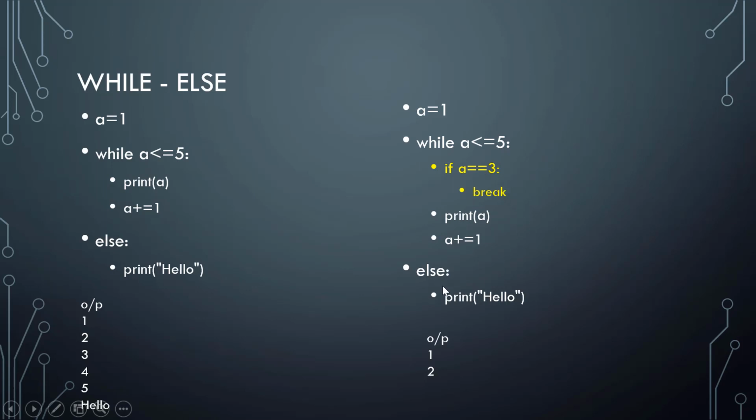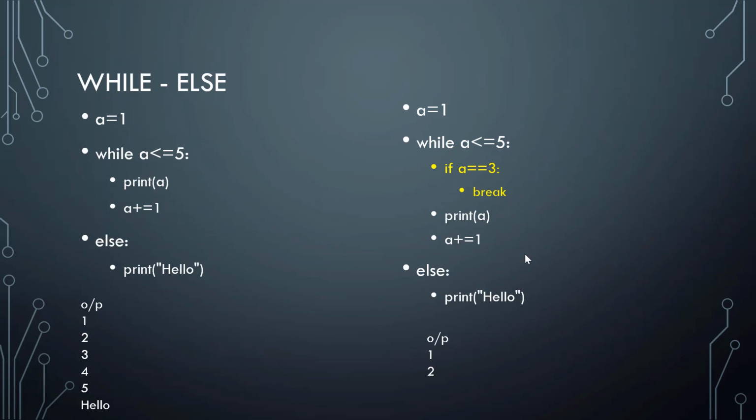So what is the need for it, boss? Can I skip it? At present, we can use the else part normally, but in future, when we go to searching for an element in an array, in that case, else will be more efficient. Okay, and else will be used along with while as well as for loop.